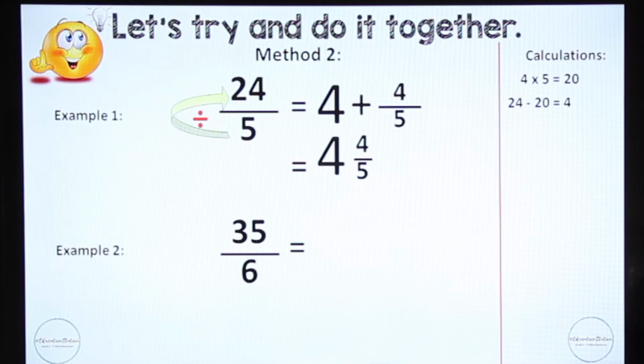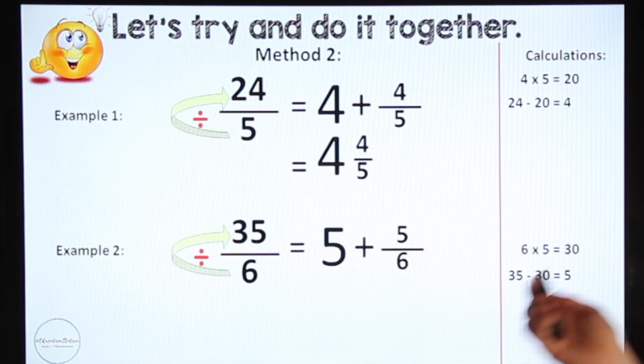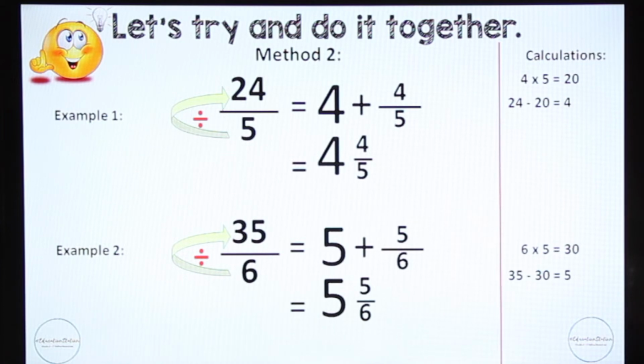Let's have a look at example number 2, which is 35 sixths. So question number 1, how many times does 6 go into 35? Another way to ask that is, how many times does 6 divide into 35? And again, if you know your multiples and your times tables, you know that 6 times 5 equals 30, and therefore you can take it 5 times, or 6 goes into 35 5 times. So now you've got 5 whole numbers, and then you say 35 minus the 30 that you've just used, and you're left with 5 sixths. Add them together, and your answer is 5 and 5 sixths.